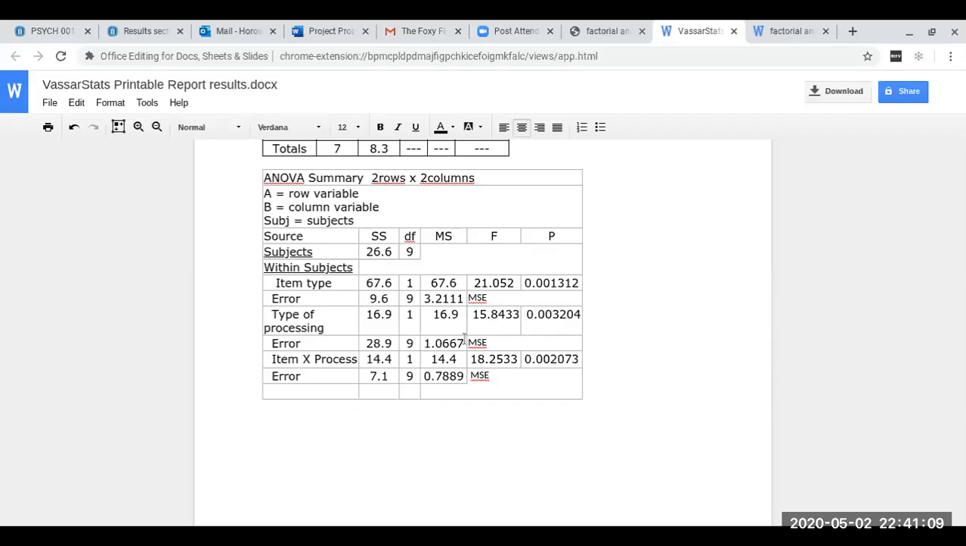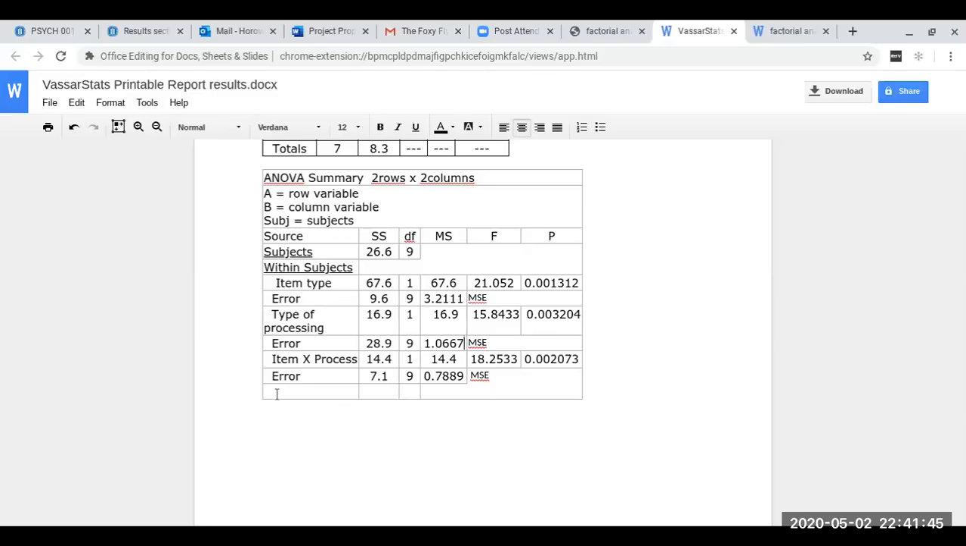So F of degrees of freedom 1 and 9 is 21.052. Your mean square error is 3.21. Your p-value is less than 0.05 or less than 0.01. For type of processing, we have F of 1 and 9 equals 15.84. Your MSE, or mean square error, is 1.0667. And boom, what we see here is that your p-value is less than 0.01. So that tells us, yes, we have a significant main effect of type of processing.